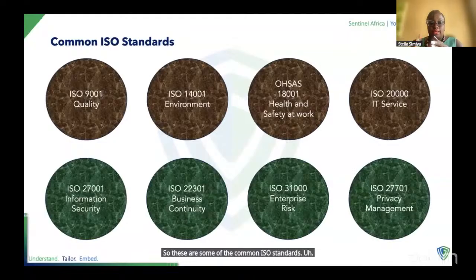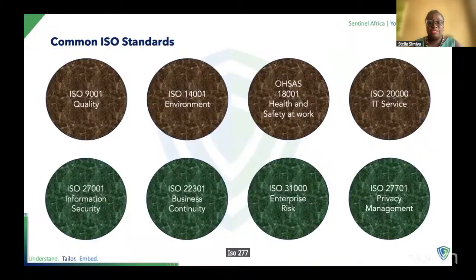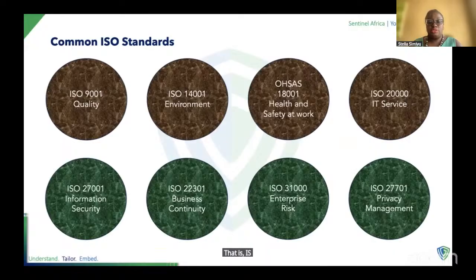So these are some of the common ISO standards. There's ISO 9001, which focuses on quality, ISO 14001, which covers environment, ISO 27701, which covers privacy, and ISO 27001, which covers information security. For the purpose of this webinar, we'll actually deal with 3: ISO 27001, ISO 31000, and ISO 27701.